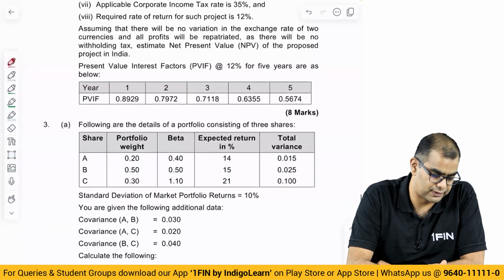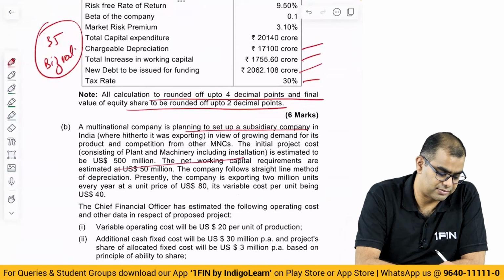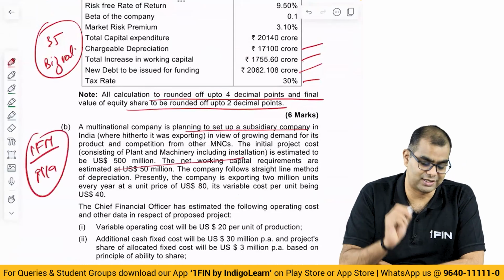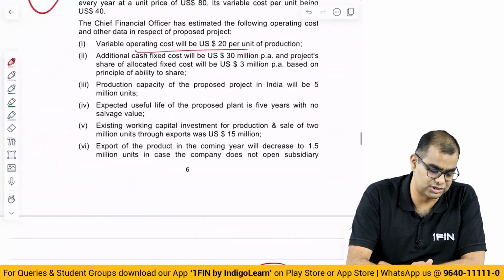Let us move to the next one. Multinational company planning to set up a subsidiary. This is international financial management. This is illustration number 9, straight from P600 plus. I'm not going to read it. Variable cost, everything is same, the numbers are also not changed.